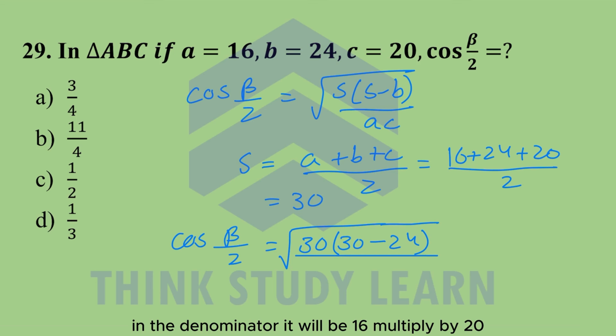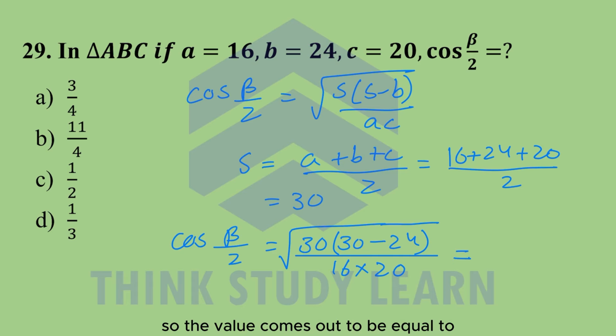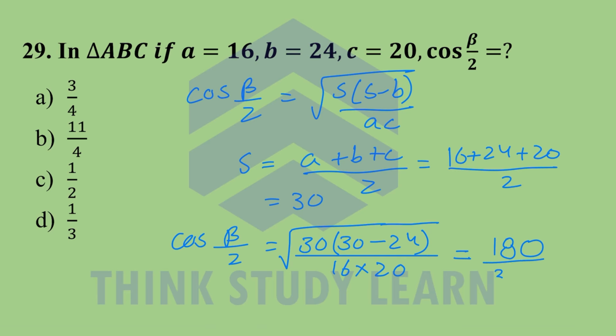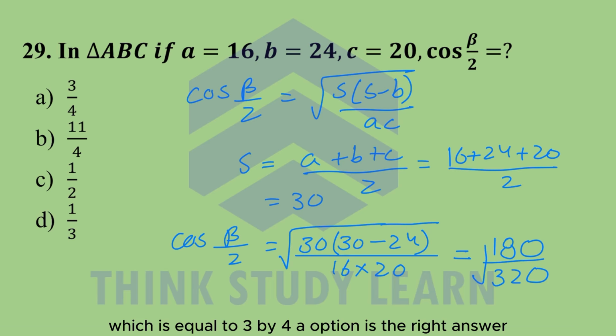In the denominator it will be 16 multiplied by 20. So the value comes out to be equal to 180 divided by 320, which is equal to 3 by 4. A option is the right answer.